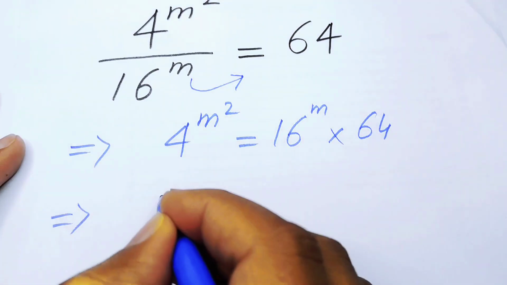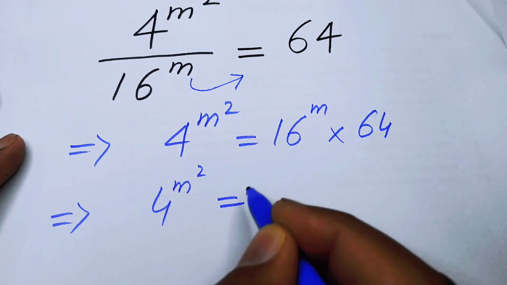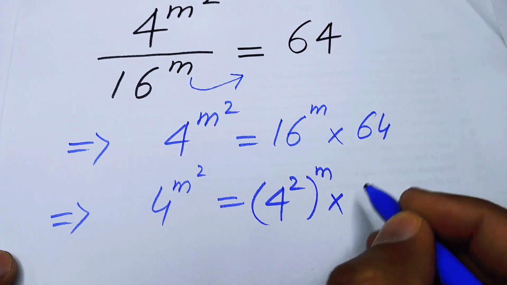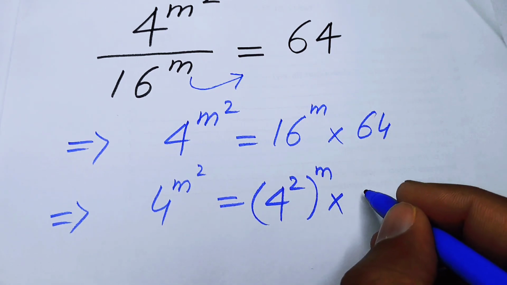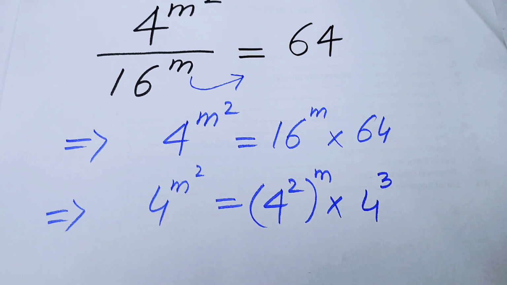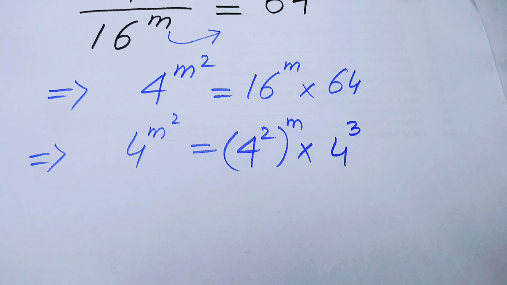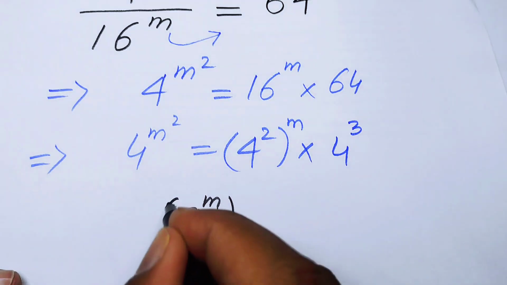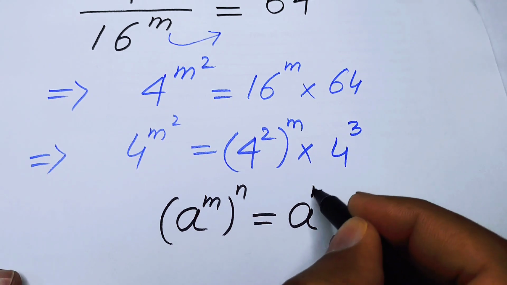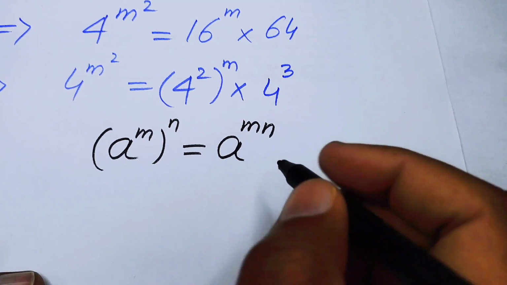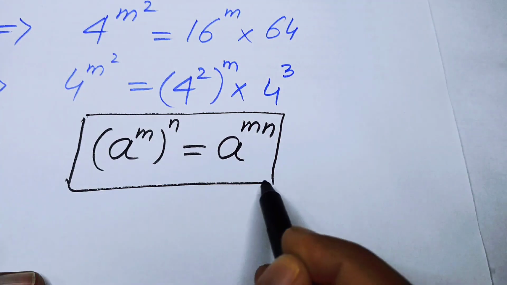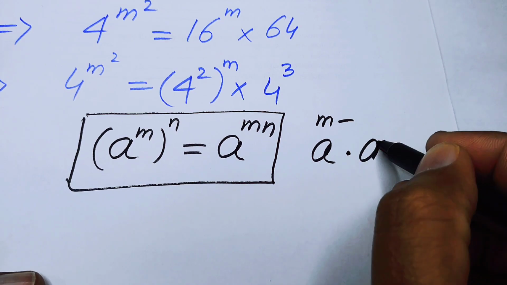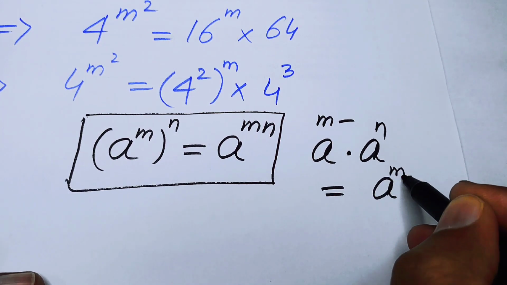After that we will write 16 in its prime factor form. We know that 16 is equal to 4 square and its whole power m, and the prime factor form of 64 is 4 to the power of 3. Now we will apply the famous exponent rules. If we have a to the power of m to the power of n, it is equal to a to the power of m times n. And again I will use another exponent law: if you have a to the power of m into a to the power of n, it is equal to a to the power of m plus n.